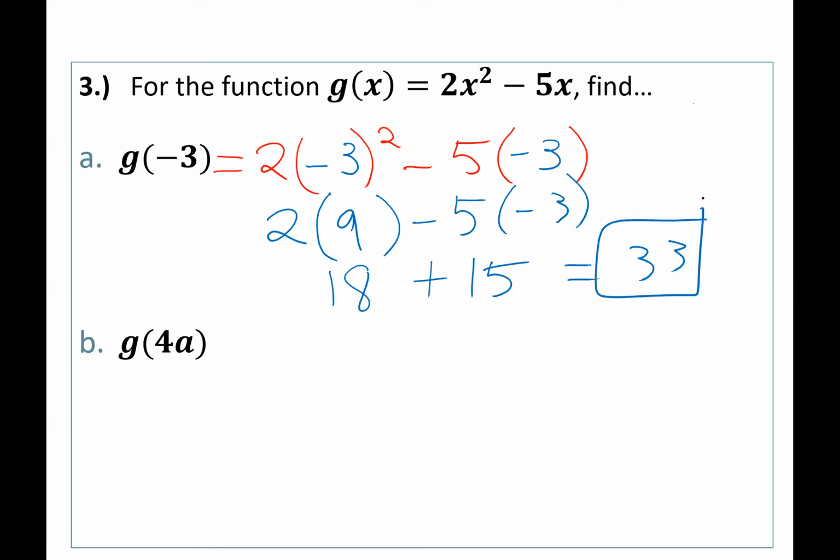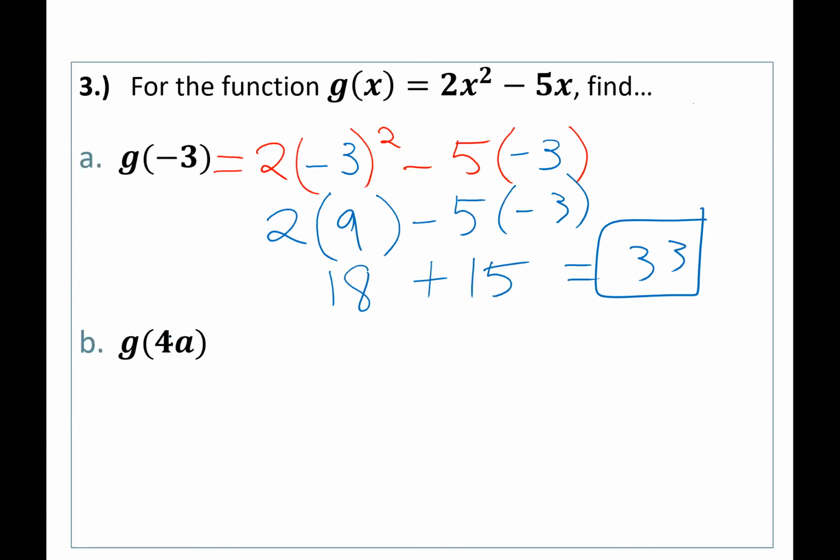So be aware of the many different places here where you could make a mistake, mostly to do with negatives. So -3 times -3 is positive 9. -5 times -3 is +15. So any number of things could have been done wrong here. Just be careful as you always are.